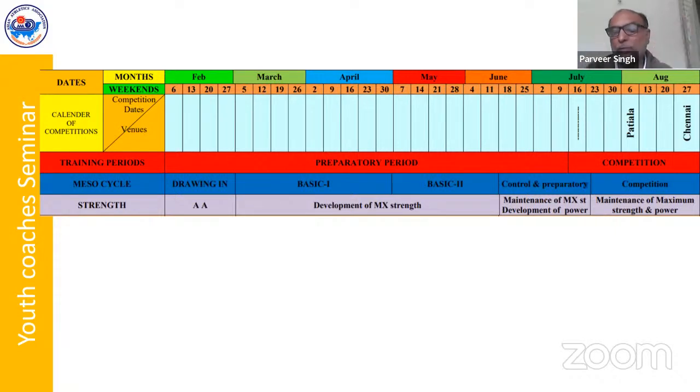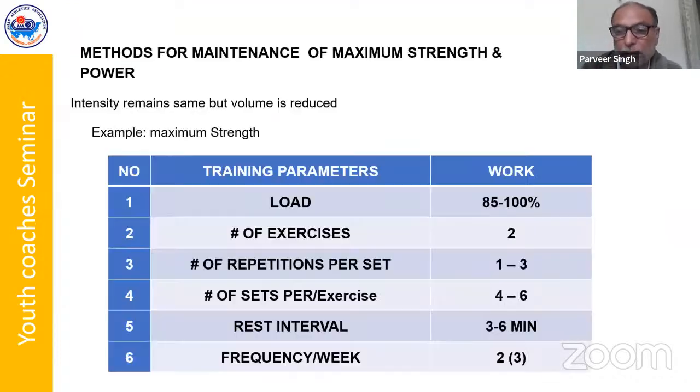But you need not go for a high number of sets. You can reduce the number of sets. Maybe 4 or 5 sets can serve the purpose to maintain that maximum strength. Then comes the competition period, where you will maintain both maximum strength and explosive strength or speed strength, and you will be working more on tapering and peaking the performance, working more on the fine points of the throwing events.